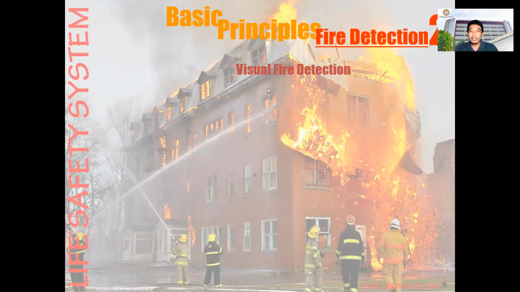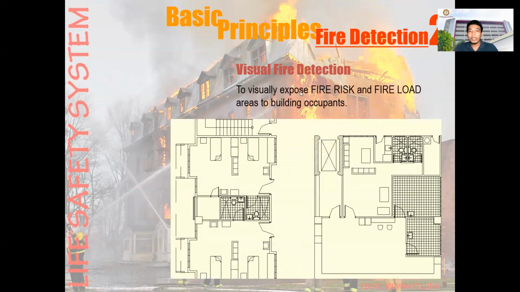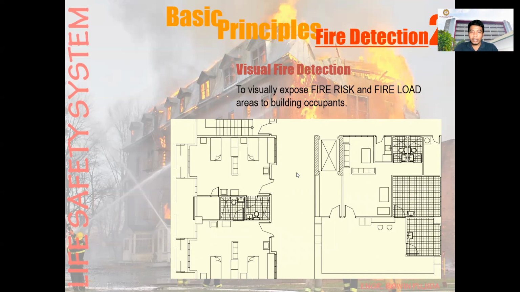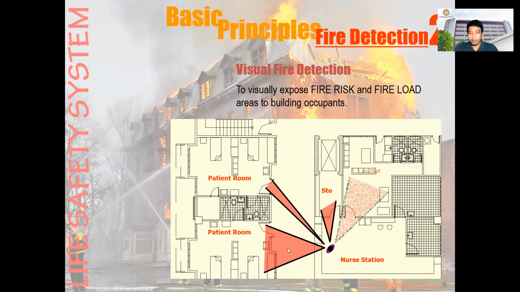Next is the fire detection. So you have the visual fire detection. So for visually exposed fire risk and fire load areas to building occupants. You have, for example, this is the hospital. So a nurse station. You have the patient room, and then the storage and the lounge. You can see from the nurse station, you have the patient room, the storage, and the lounge.